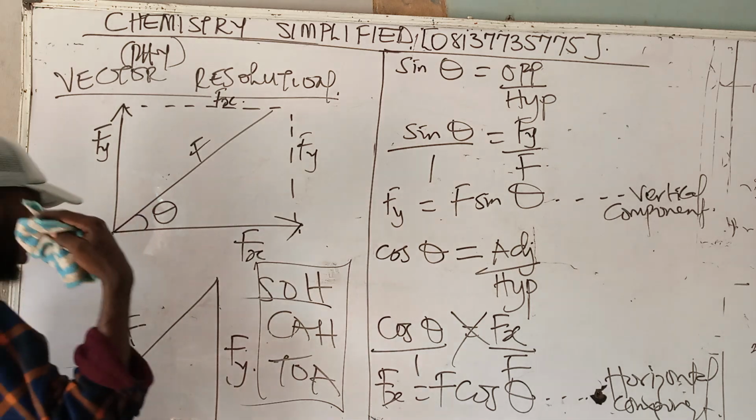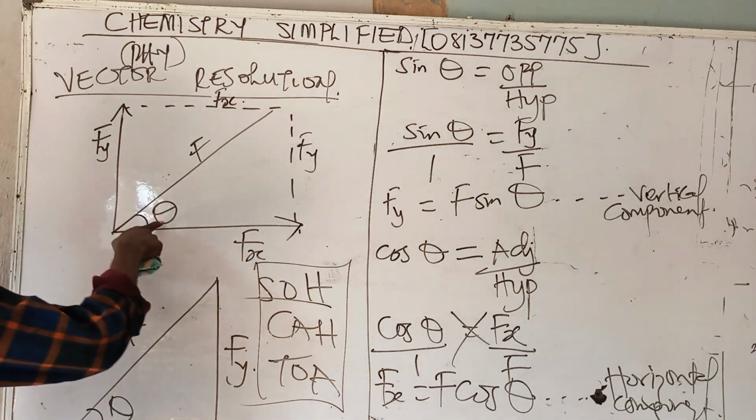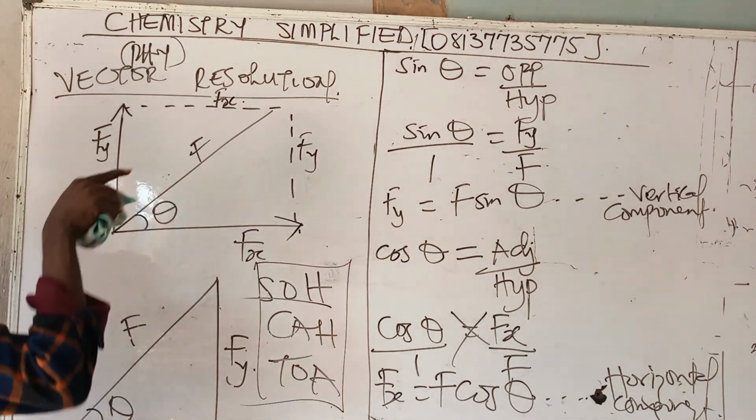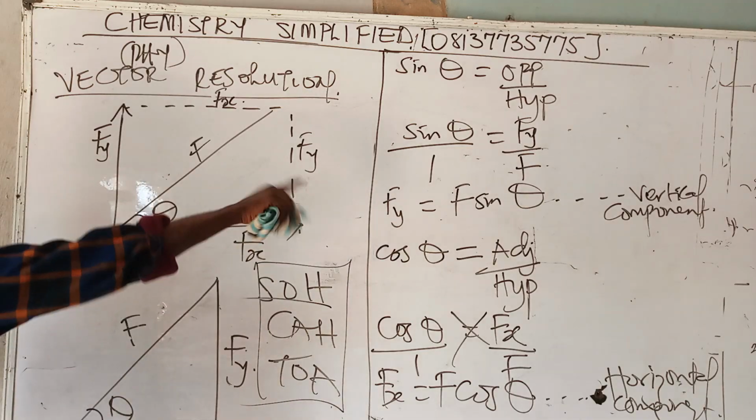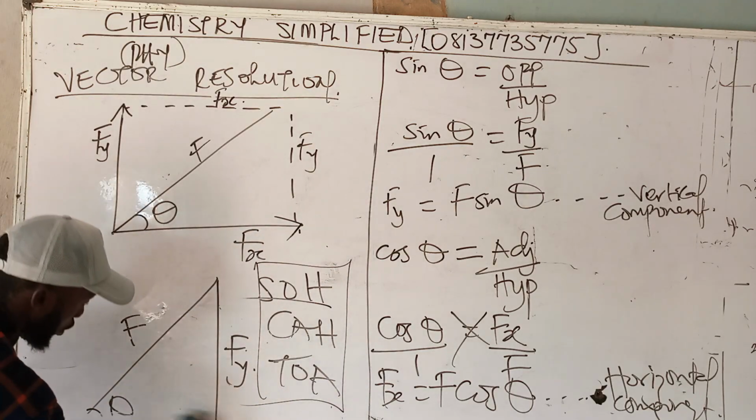So now, what if our angle theta is to the vertical? What is going to be the fate of our formula? Don't forget the formulas. You can write them down. Alright.